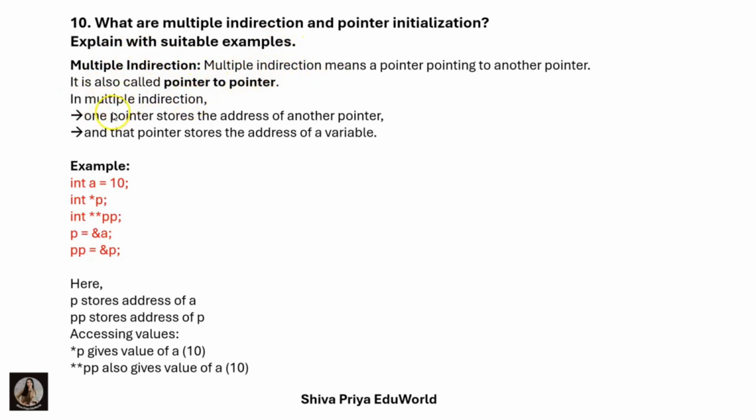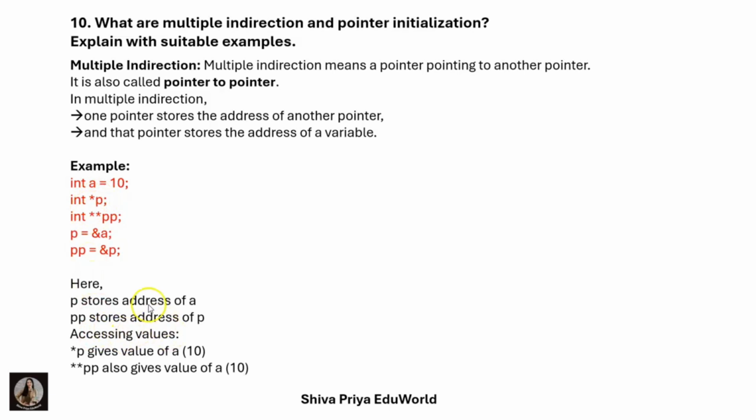In multiple indirection, one pointer stores the address of another pointer, and that pointer stores the address of a variable. For example, int a is equal to 10, int asterisk p. Here, p stores the address of a. Then pp, which I have taken, will store the address of p.